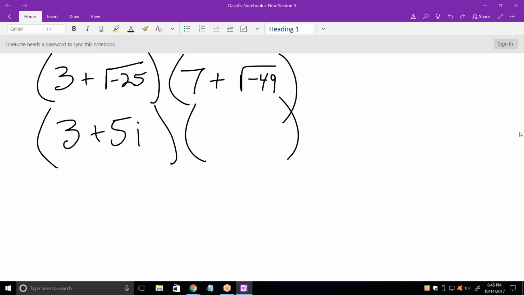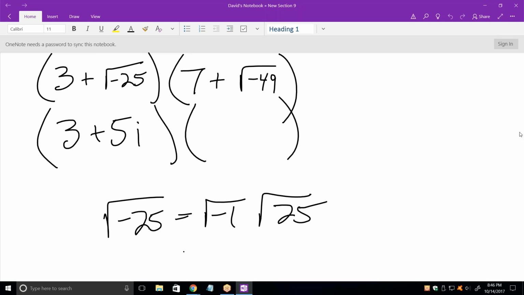Let's back up. That's the square root of minus 1 times the square root of 25. That's i, that's 5. That's why it's plus 5i, not minus 5i. And then we have 7 plus 7i. Now multiply them together, FOIL them.